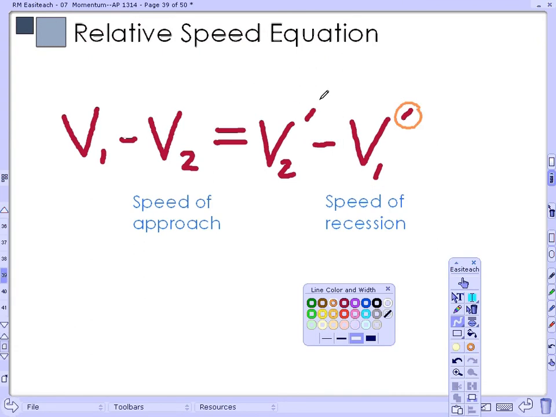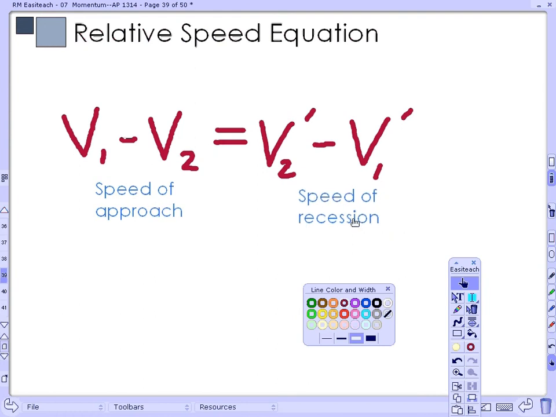This little dash does not mean to the first power. In fact, you could write this a different way if you want. You can write this with V2 final, V1 final, if you want, okay? You can have that little subscript if you want. But it's just a convention that I've seen and gotten used to, so it's a habit of mine to use this little prime, this little apostrophe prime thing. This left side represents the speed of approach, and this right side represents the speed of recession.